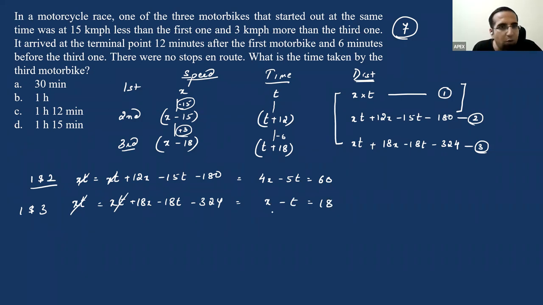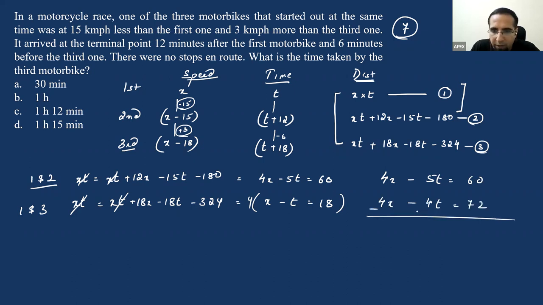Okay. So I want the value of t, right? If I multiply this equation by 4 and subtract, we have 4x minus 5t equal to 60, and this is 4x minus 4t equal to 72. Minus, plus and minus, so this gets cancelled. So you have minus t equal to minus 12, or the value of t is equal to 12.